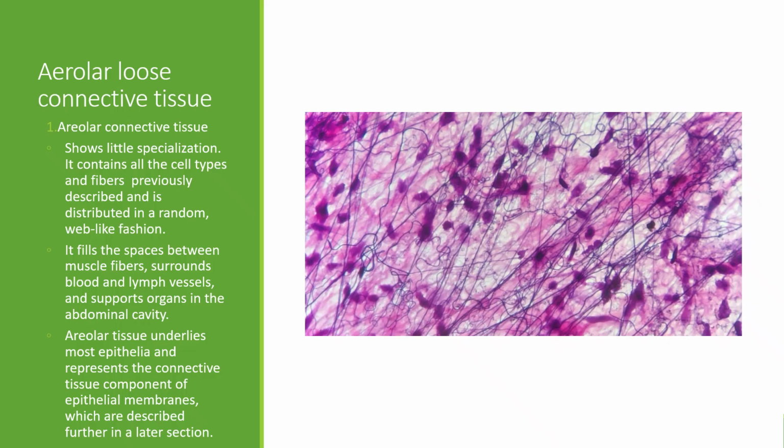So anyway, areolar tissue underlies most of our epithelial tissue. It represents the connective tissue component of the epithelial membranes, which is described in a later section. So this is areolar loose connective tissue. And when you identified it, you would want to identify it just exactly using those words. If all you say is areolar, I don't know if you know it's connective tissue. I don't know if you think it's epithelial tissue or muscle tissue. So when you describe that tissue, you would want to say areolar loose connective. You can leave off the word tissue because I know it's a tissue.